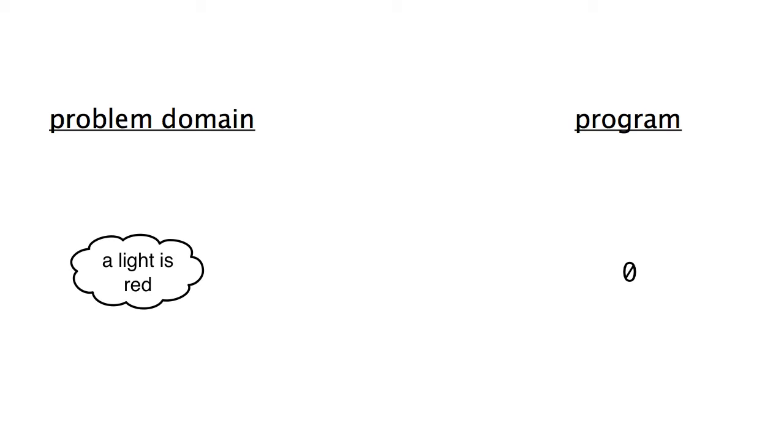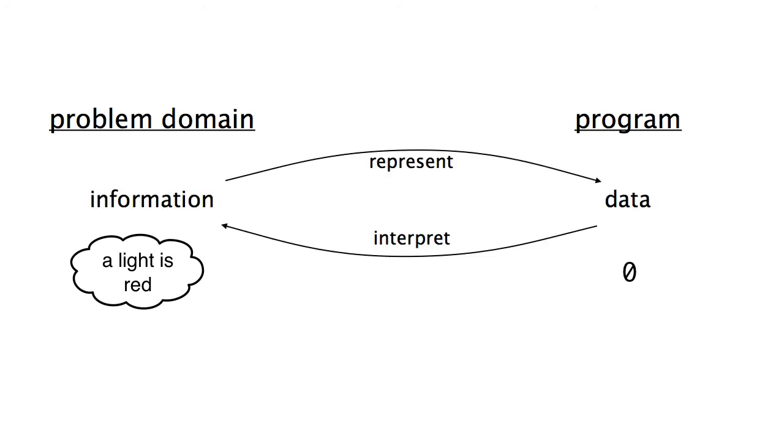And what's going on when we design a program like this is that we're playing a game where we represent information in the problem domain using data in the program. In this case, we represent the fact that some light might be red using the natural number 0. And the inverse of that relationship is that we can interpret the natural number 0. If we're told that this natural number is supposed to represent some information about a light, we can interpret it as meaning that the light is red.